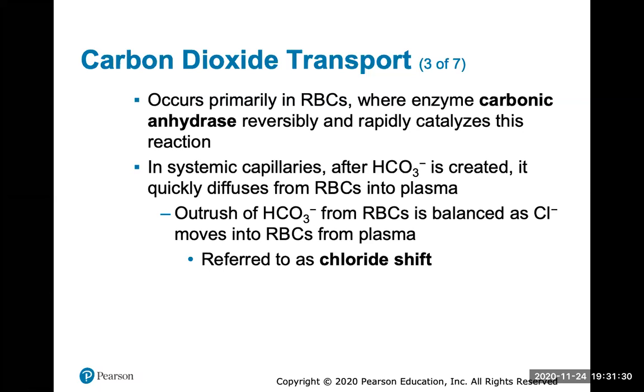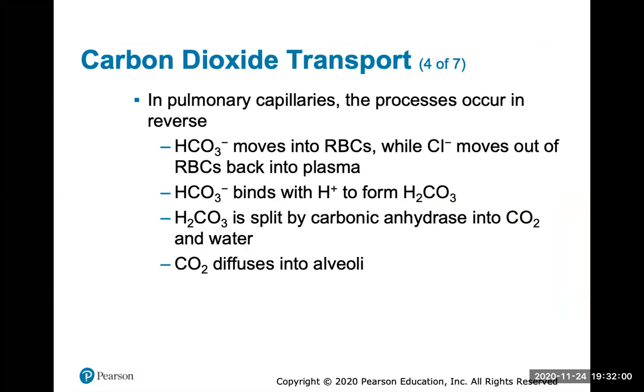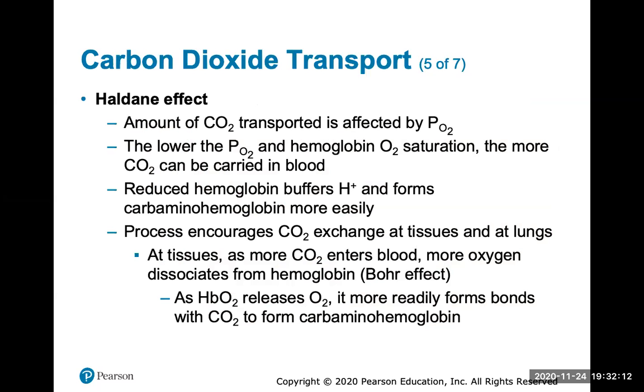The outrush of bicarbonate ions from red blood cells is balanced as chloride ions move into red blood cells from the plasma. This is referred to as the chloride shift. Again, this shows that carbon dioxide is normally transported in the blood as a bicarbonate ion, and you can see that through this equation, with carbonic anhydrase giving a really quick reaction to get bicarbonate ion. In pulmonary capillaries, the processes occur in reverse. Eventually carbon dioxide diffuses into the alveoli to be exhaled, and that is shown here.